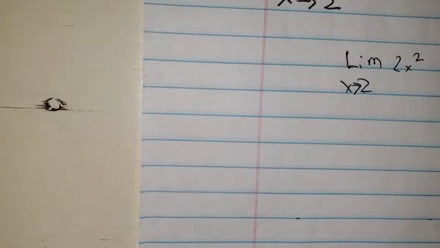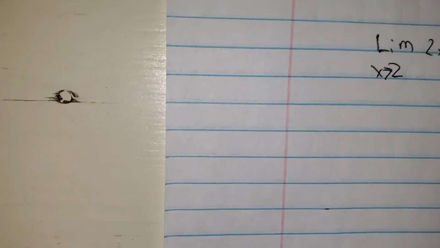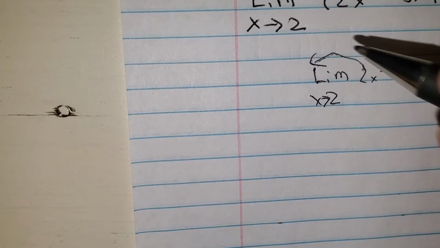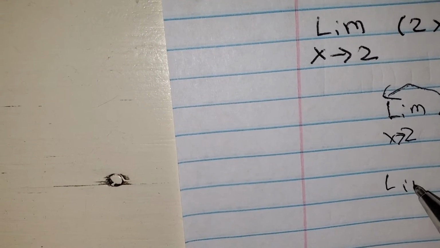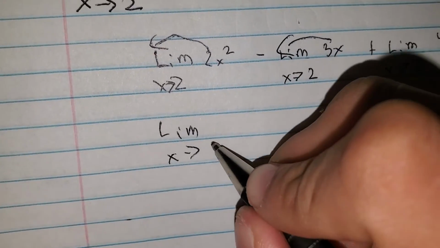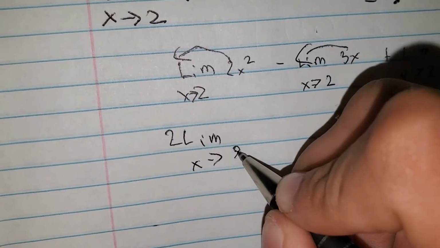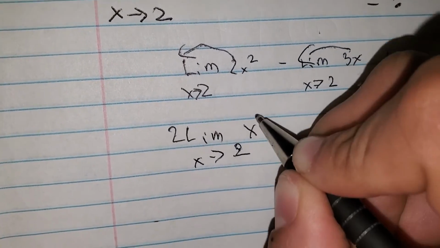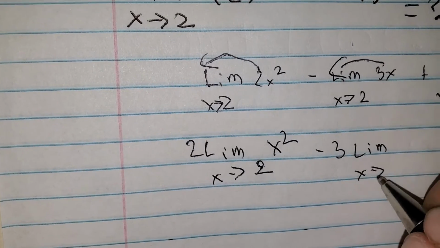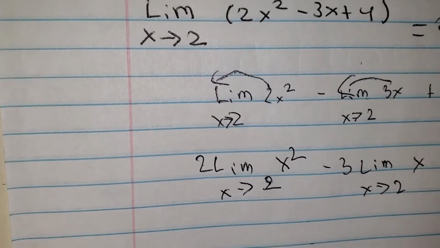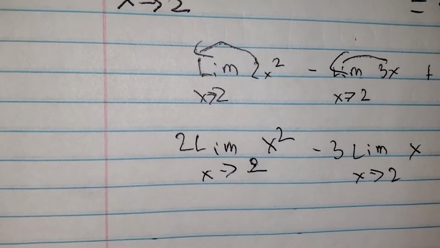Okay? So now we have a constant. We can pull this out. We have the limit, and we can pull this constant out too. So we have 2 times the limit as x approaches 2 of x squared minus 3 times the limit as x approaches 2 of x, and this is a constant, this is 4.